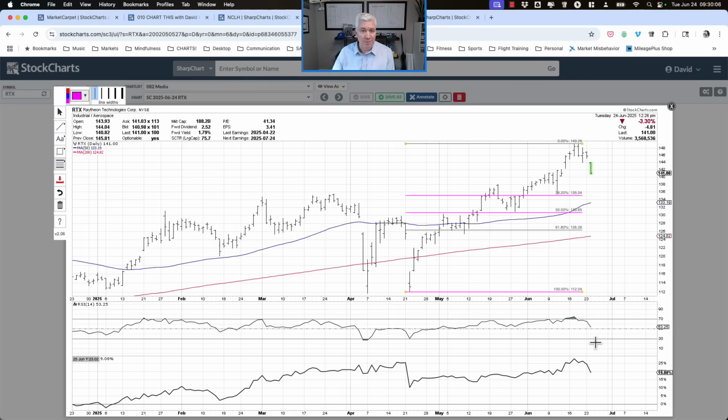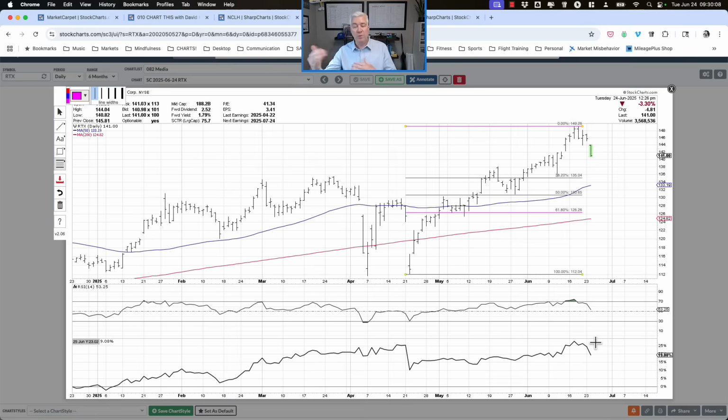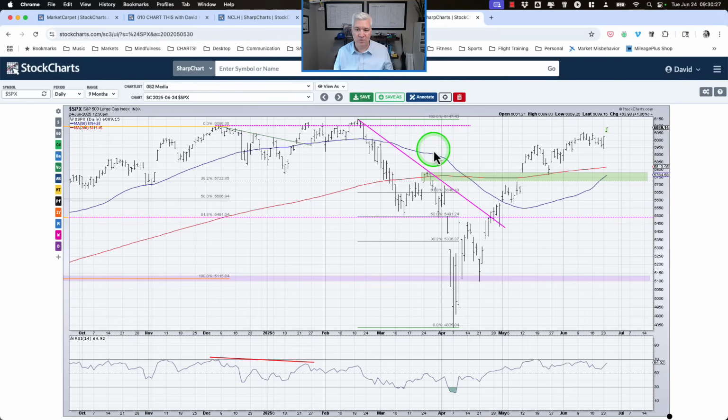So those are two great examples, I hope, of how and why we would select these charts, because we've had a big move and now we're starting to change. In the case of Raytheon, a big move higher and then a drop. In the case of Norwegian, a big move down and then a bounce higher. So anytime you have a range and then you start to trade back within that range, that's when Fibonacci retracements are pretty key. That, to be honest, is why we applied Fibonacci retracements to the chart of the S&P 500 after the April low, right?